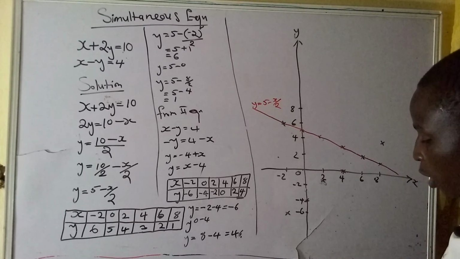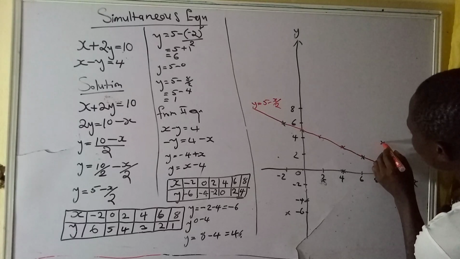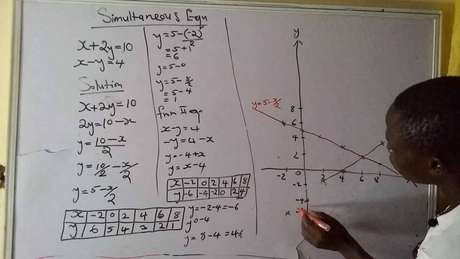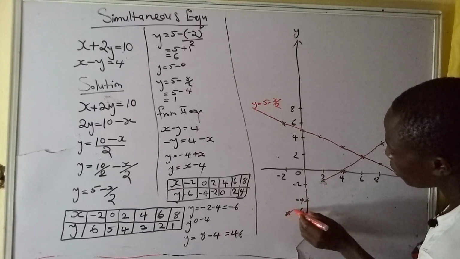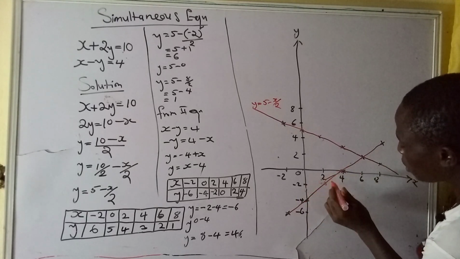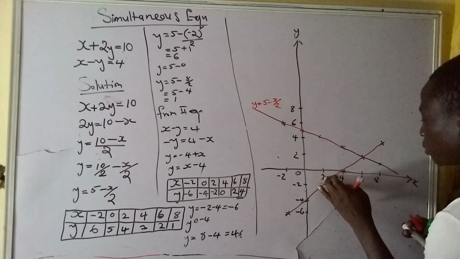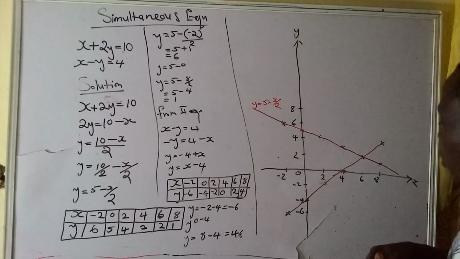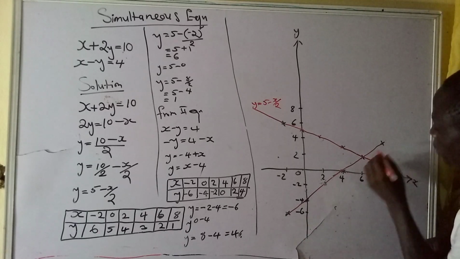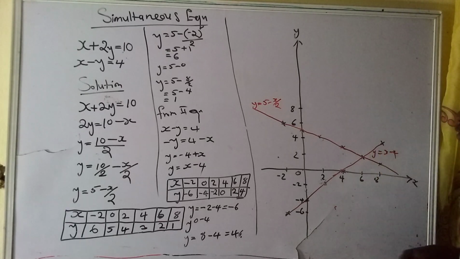So now I need to use my ruler, but since there is no ruler, let me use my free hand. You can see that even though it's a rough sketch, it is a straight line. So now I need to label the line y is equals to x minus 4.